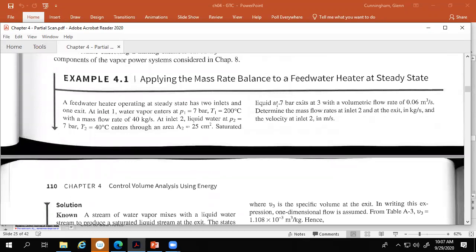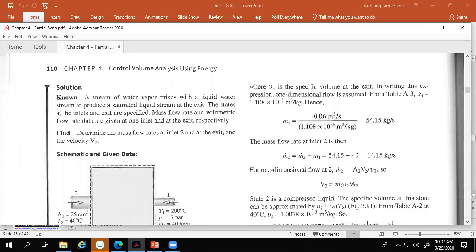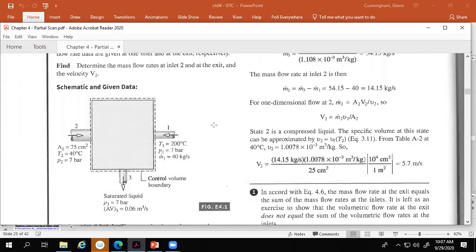Saturated liquid exits at 7 bar at location 3 with a volumetric flow rate of 0.06 meters cubed per second. So we want to determine mass flow rates at inlet 2 and the exit in kilograms per second, and the velocity at inlet 2 in meters per second. Okay, so that's a description. That's a picture. So we're just going to mix this stuff together. We got liquid water coming in, we got steam coming in, and there you go.